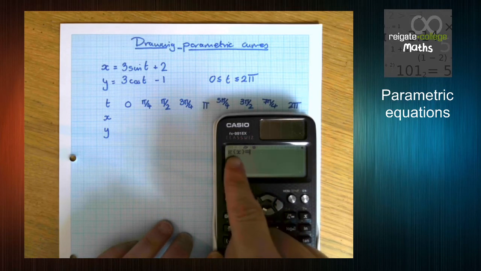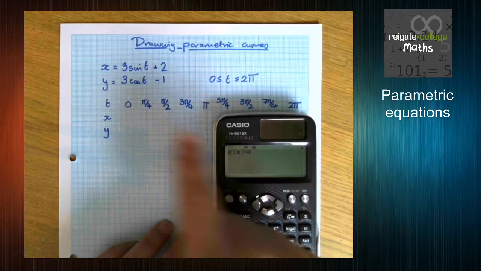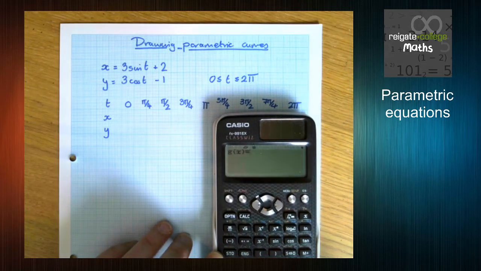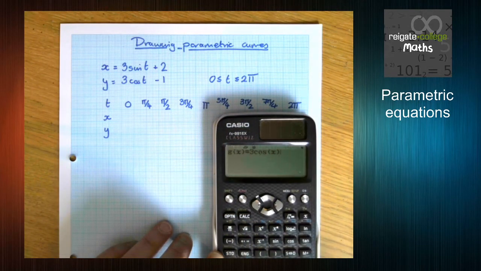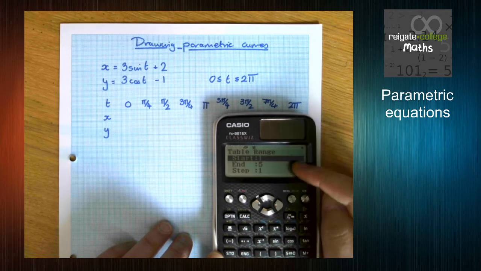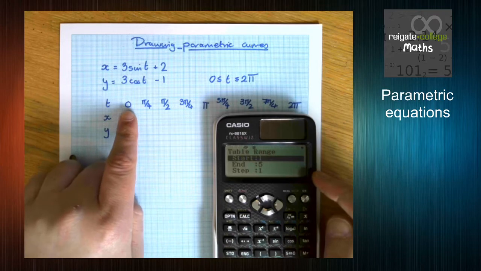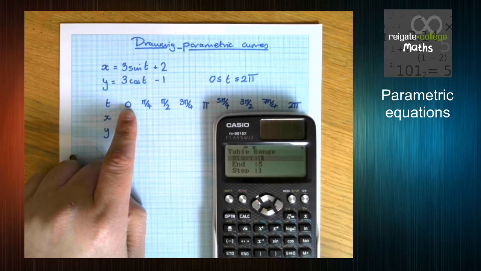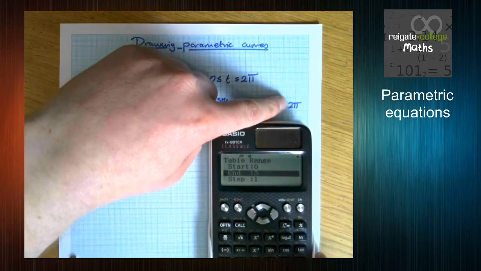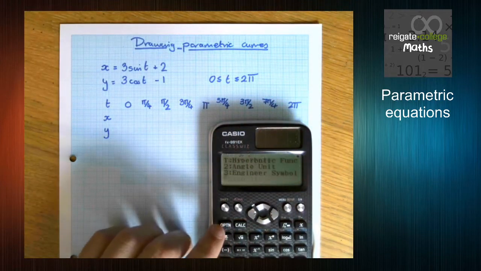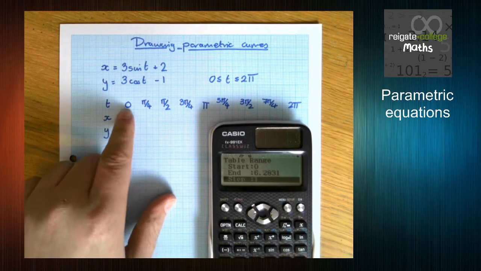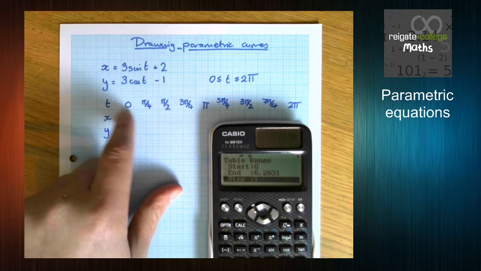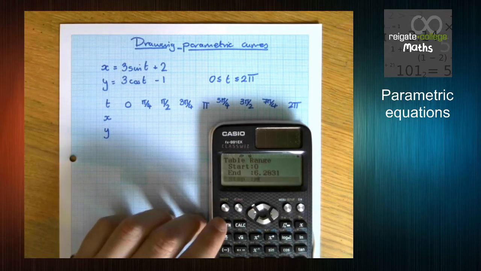Now we have an option for a second function, so we're going to type in this one: 3 cos, again using x instead of t. And now we have an option for table range. So our start value is our first t value. Our end is the last one, so we can type in 2 pi. And our step is how we're getting from one to the next, so in this case, pi over 4.